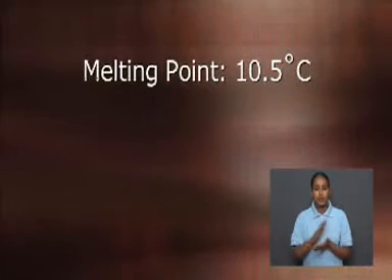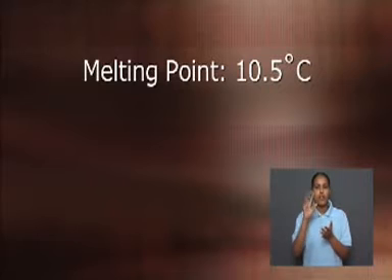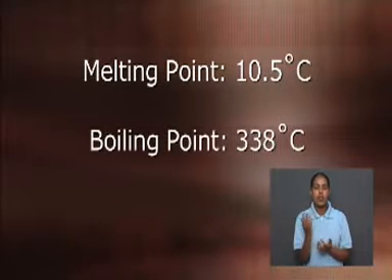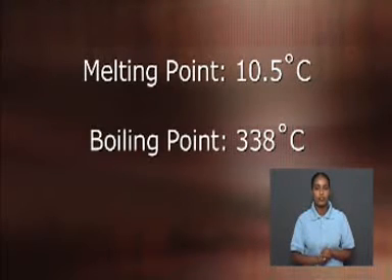Sulfuric acid is the world's most important industrial chemical. In fact, the rate at which a country consumes sulfuric acid is used as a measure of its industrialization. Let us discuss some of the chemical properties of this important nonmetal. Pure sulfuric acid has a melting point of 10.5 degrees Celsius and a boiling point of 338 degrees Celsius.